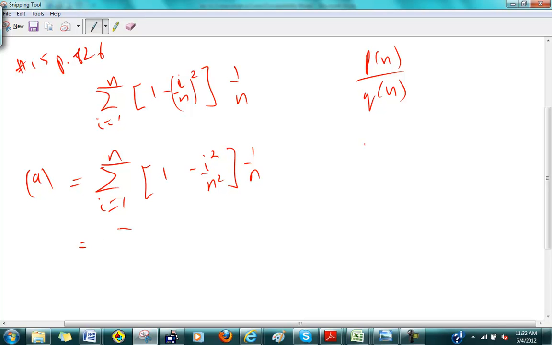I'm going to write this as the sum from i equals 1 to n of 1 over n minus the sum of i squared over n cubed, i equals 1 to n. Is everybody with me on that?